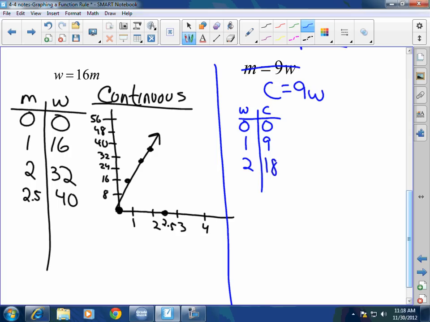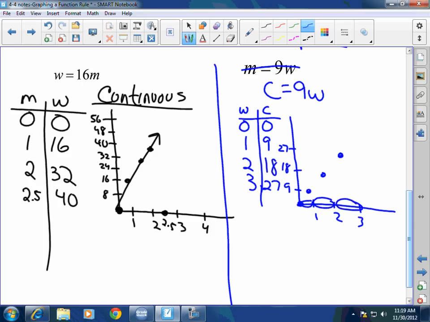You can only buy whole wheels of cheese. So is this going to be continuous? It's going to be discrete. So let's go here, 1, 2, 3. Let's go here by 9: 9, 18, 27. So 0, 0, 1, 9, 2, 18, 3, 27. I cannot connect the dots here because I cannot buy an amount between 1 and 2, between 0 and 1, or between 2 and 3. So that is a discrete graph. Do you guys understand the difference between continuous and discrete?